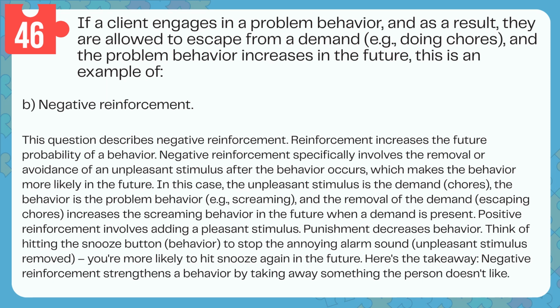Positive reinforcement involves adding a pleasant stimulus. Punishment decreases behavior. Think of hitting the snooze button. Behavior, to stop the annoying alarm sound. Unpleasant stimulus removed. You're more likely to hit snooze again in the future. Here's the takeaway. Negative reinforcement strengthens a behavior by taking away something the person doesn't like.